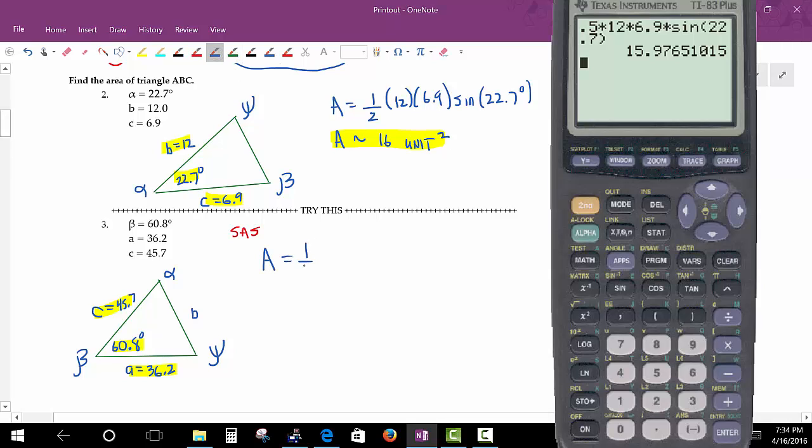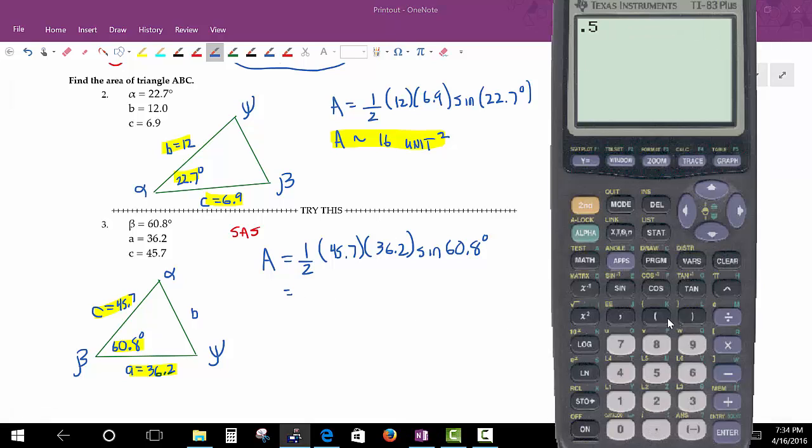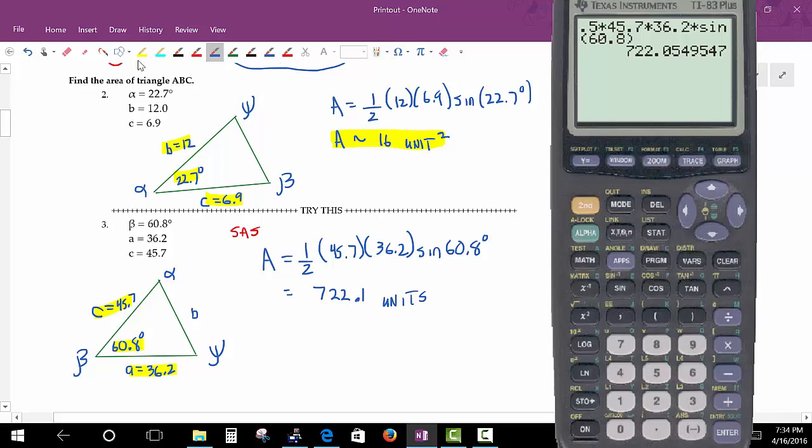We say the area is 1/2 the product of the two sides times the sine of the angle in between, 60.8. Then we can go directly to our calculator to do that. I'm just going to put in 0.5 times 45.7 times 36.2, and then times the sine of 60.8. That'll give the answer to the problem. I'll round this to 1 decimal, so let's say 722.1. And again, that is in square units.